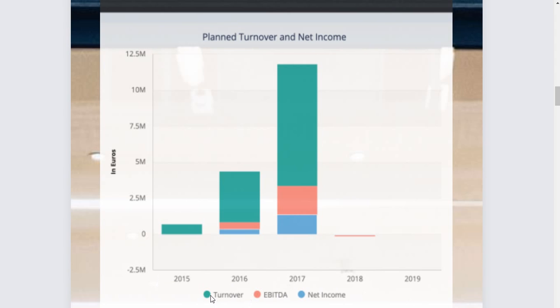The color green is a turnover. The color red is the amount of money they're using in expenses or money that is being paid, and the light blue is the net income. Here is a comparison between the years and how the composition of the amounts changed from the year 2015, when they only had a turnover. 2016, they had a small comparison, a small proportion of the other amounts. 2017 showed a great amount of expenses and a net income. Finally, they were having some money back.